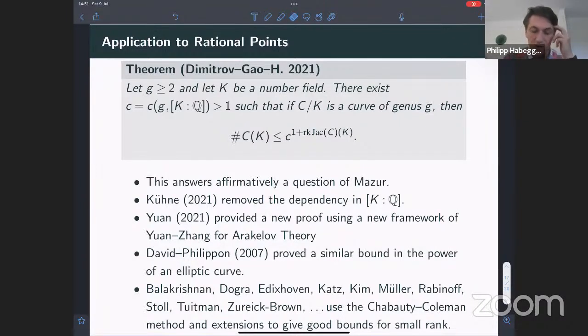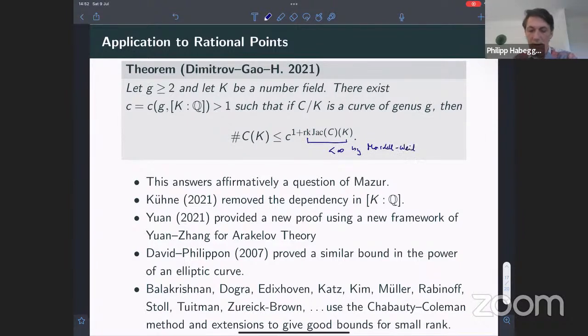So this is also together with work with Vesselin Dimitrov and Ziyang Gao. The setup is as follows. We have the genus g at least 2, working over number fields. And then we get a constant that depends on the genus and the degree of the number field, such that if we have any curve over K of genus g, then the number of K-rational points is bounded exponentially in the rank of the Jacobian's K-points. Recall that this is finite by Mordell-Weil.